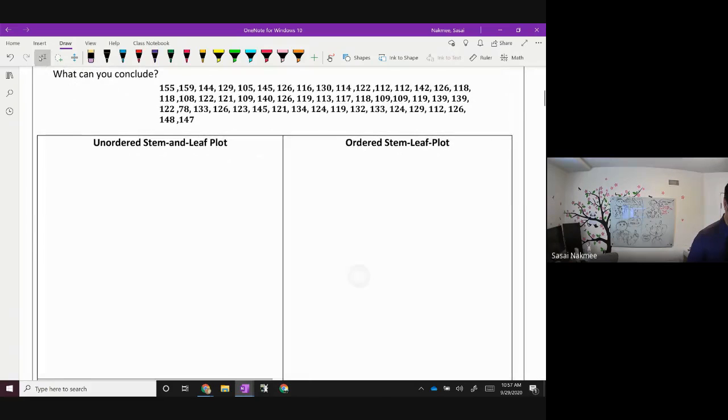All right. So here's the deal. There's a bunch of numbers here. So how would I make this stem and leaf? So for example, 78 would be my smallest number, right?